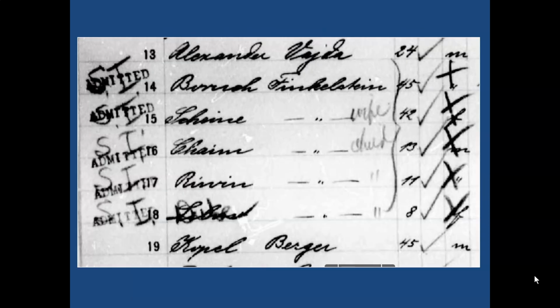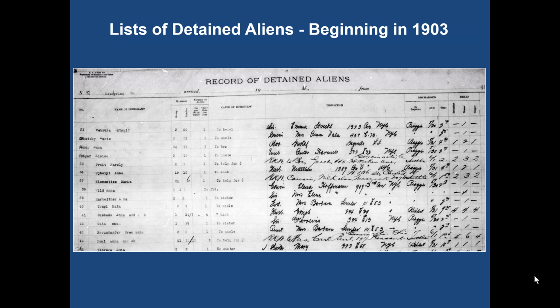This is an example where we see persons marked for special inquiry. Off to the left, you can see SI, and then there's a stamp that says admitted. So all of these folks faced a trial, but they were eventually admitted. If you see the SI notation on a list, look at the end of the list for the ship that they came in on. A special inquiry list may be included and the reason for being held may be stated. These you might find beginning in 1903.